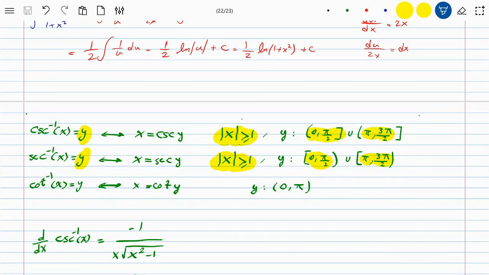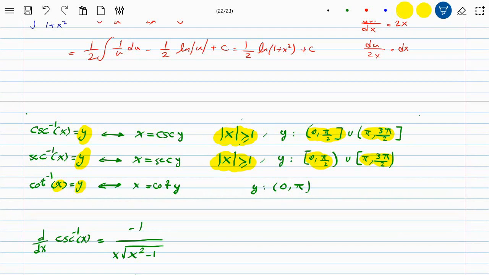How about the cotangent inverse? Cotangent inverse is very similar to tan inverse. There is no restriction on the input, no restriction on the x value. The x value could be chosen whatever. This could be whatever we want.